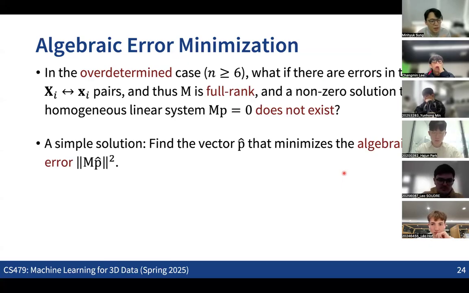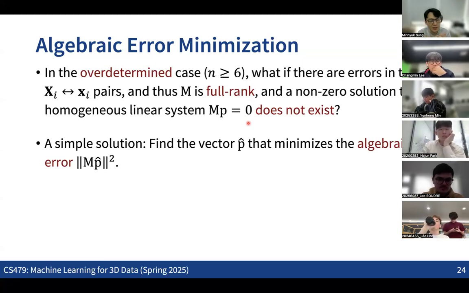But if we start to have some noise in the given 2D and 3D coordinates, and we also have a bunch of pairs of points, making an over-determined case, then we're going to see cases where M becomes full rank, and there is basically no non-zero solution satisfying this linear system. So in this case, we can consider finding the best solution, which minimizes the errors in the point correspondence.